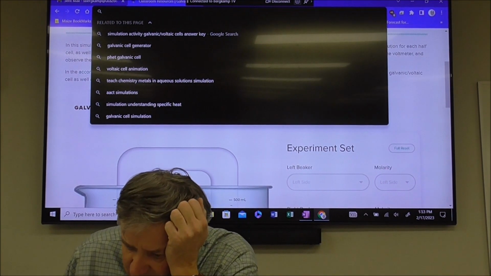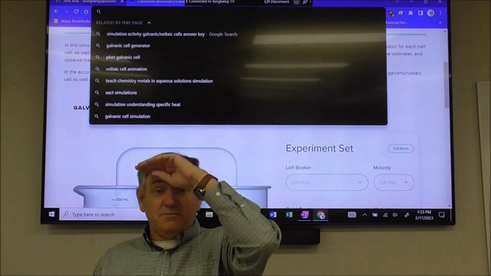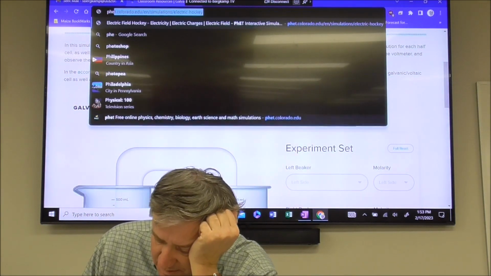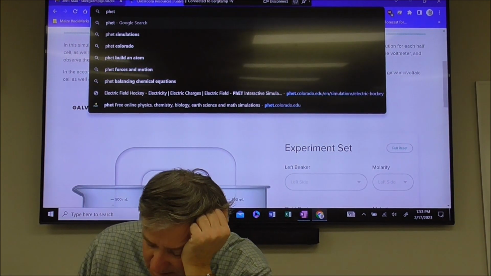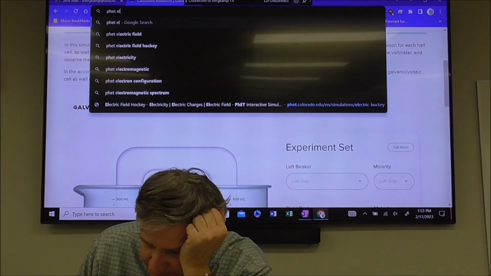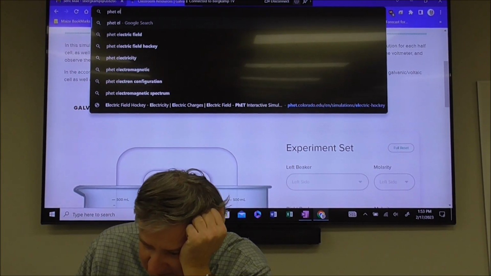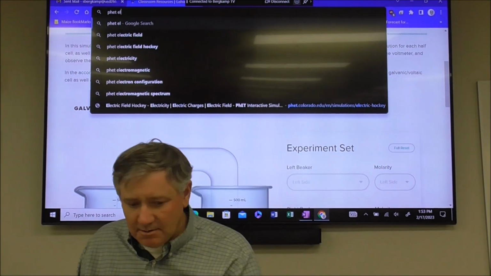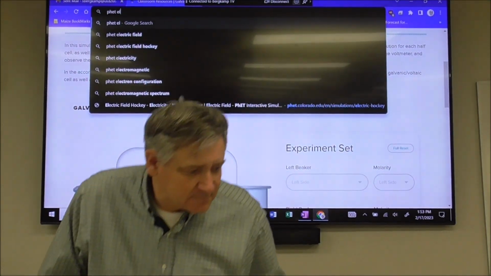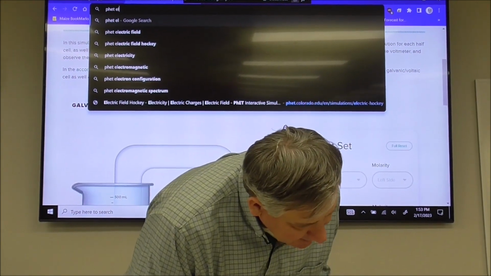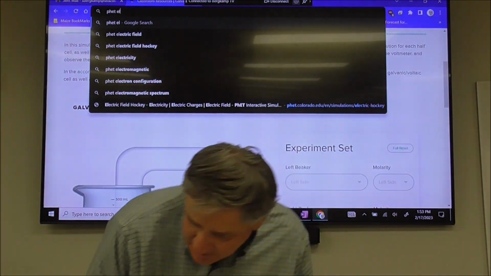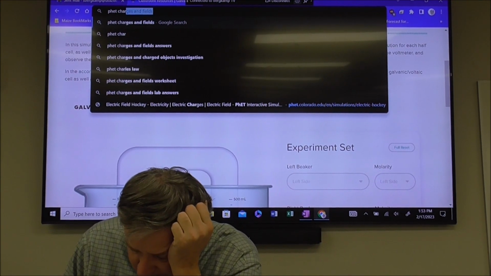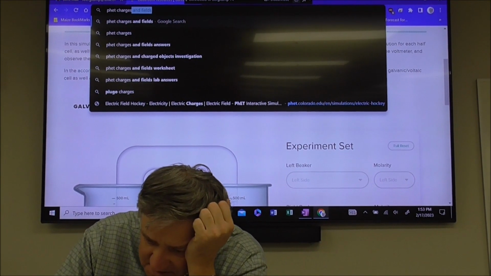So what you need to do, and this is going to be done on your Chromebooks, you want to search for PhET. No, hold on, I've got it on the Electric lab. Electromagnetic spectrum? No, charges and fields. That's what you need. There it is. Charges and fields.